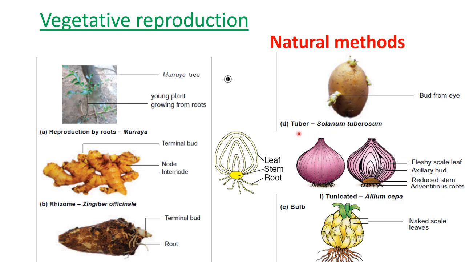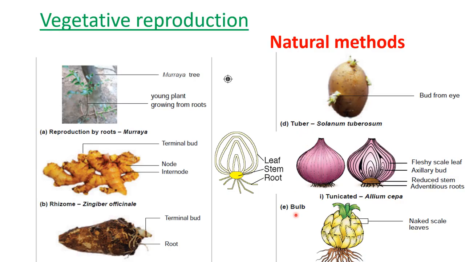Tuber, Solanum tuberosum. This stem part is called a tuber, and the buds are developing from the part called eyes. These buds are going to give rise to a new plant, and the form of the stem from which these buds are growing is called a tuber.